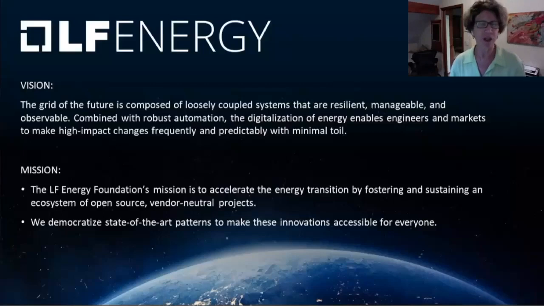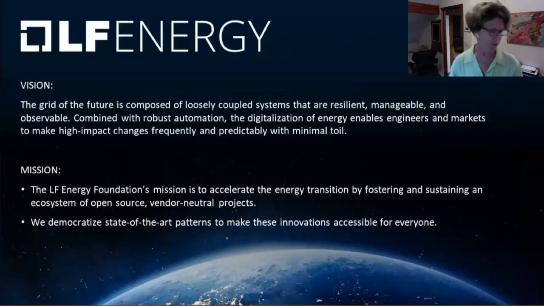So this is the vision for LF Energy. This is how my members talk about it: this notion that the grid is composed of loosely coupled systems. And how they are thinking about digitalization is that it enables engineers and markets to make high impact changes frequently and predictably with minimal toil. And I think that if you're sitting in California right now, or in Sonoma County, from my perspective, we need to do this now.